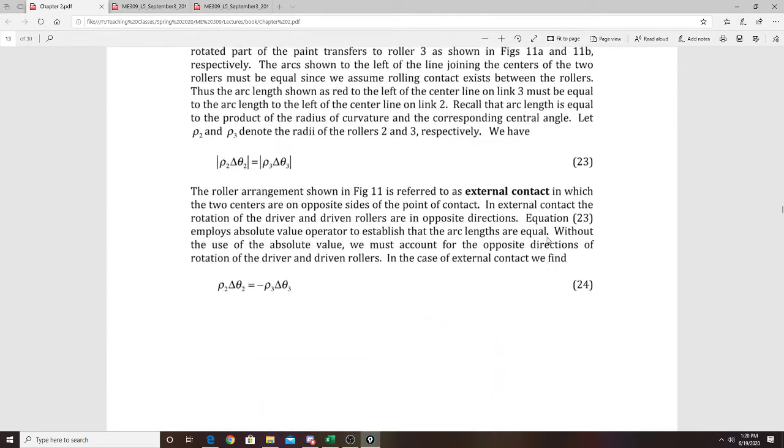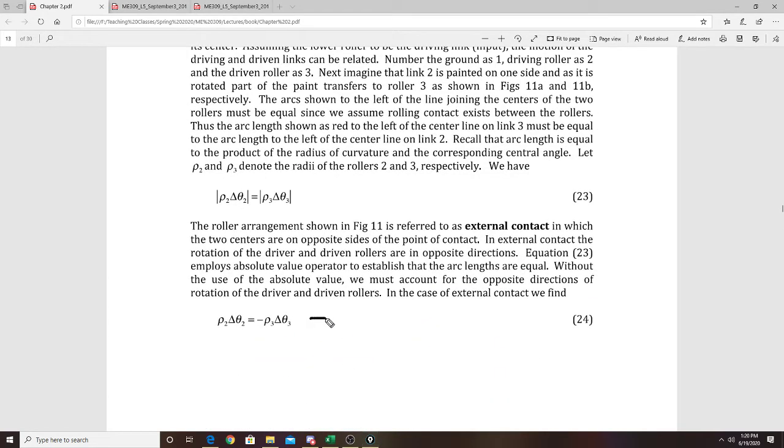So let's go back up here. So right here, external. And then if we have rho 2 delta theta 2, that is internal. You see? Since the homework and the exams are online, I don't think you'll ever have a problem remembering this, but the point is that you should just know this off the bat.